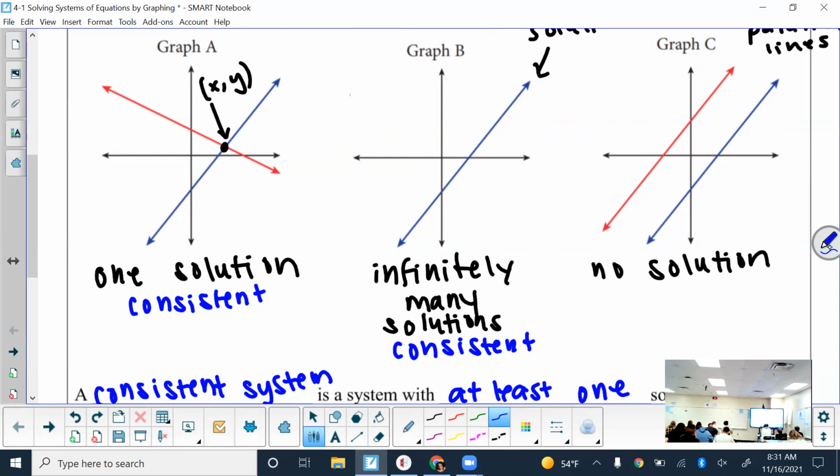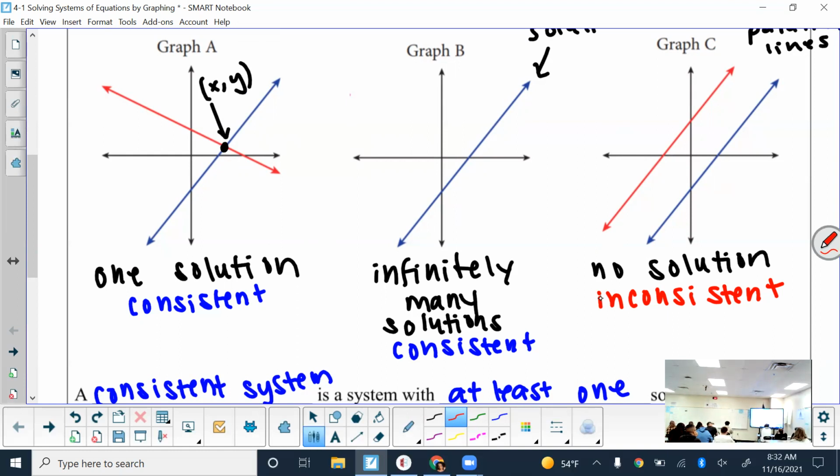What would be the opposite of consistent? So this one is inconsistent. The way that I would remember it is, is it consistent with the definition of a system? A system has the same variables, so there is at least one solution to those variables that meets both. And for something like graph C, there's no solution. So it's inconsistent with that definition, unlike the other two.